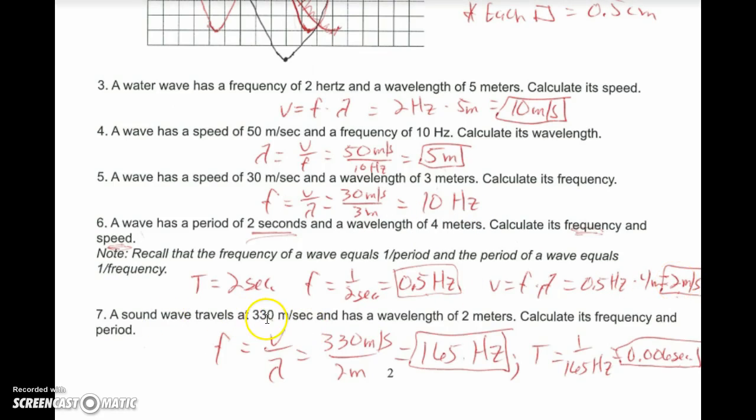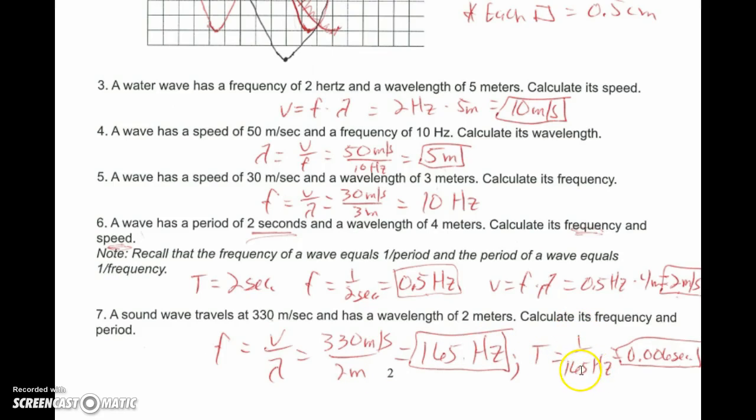And a sound wave travels at 330 meters per second and has a wavelength of 2 meters. Calculate its frequency and period. So frequency is going to equal wave speed divided by wavelength. So 330 meters per second divided by 2 meters is 165 hertz. The period equals 1 over frequency, right?